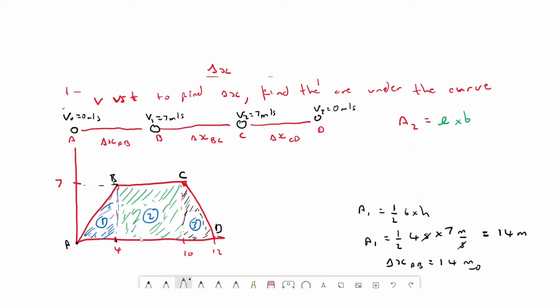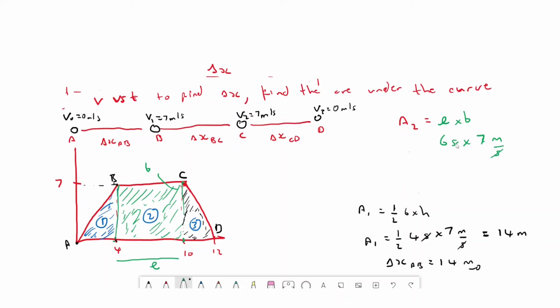All right, so what is the length? The length is going to be this distance here. What is the breadth? The breadth is going to be this distance here, from below to the top of the rectangle. So the length is going to be 10 minus 4, which is 6 seconds, multiplied by this distance here, which is 7 minus 0. So this is going to be 7. You put a positive because the height is positive. It's going up. So this is 7 meters per second.